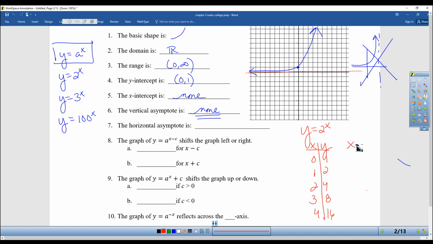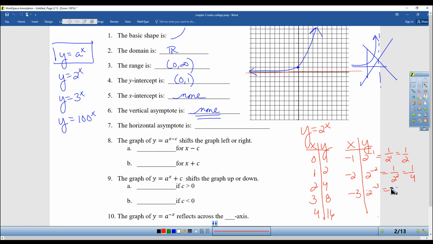But think about what happens when you have a negative number. 2 to the negative 1, hopefully you remember that actually means 1 over 2 to the positive 1. A negative exponent is the same as a positive exponent in the denominator. So this is 1/2. And then 2 to the negative 2 is 1 over 2 squared, which is 1/4. See a pattern yet?